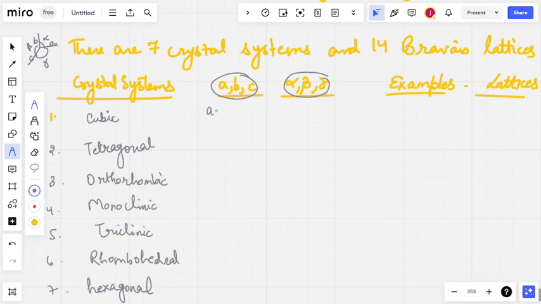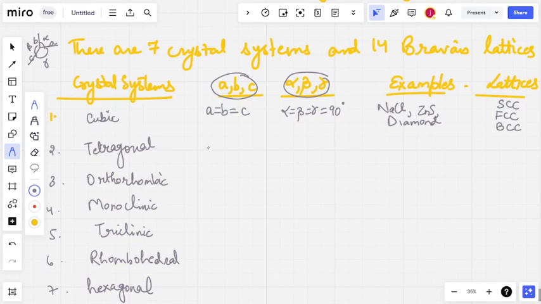In cubic system, all these three sides are equal. A is equal to B is equal to C. All these angles are also equal and it is equal to 90 degree. Examples include sodium chloride, zinc sulfide, diamond, etc. Lattices include simple cubic unit cell, FCC, face centered, and then body centered cubic unit cell.